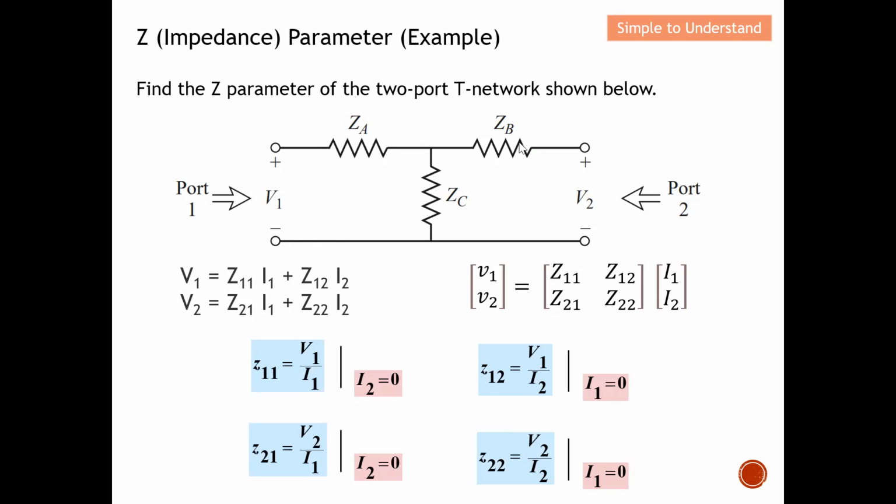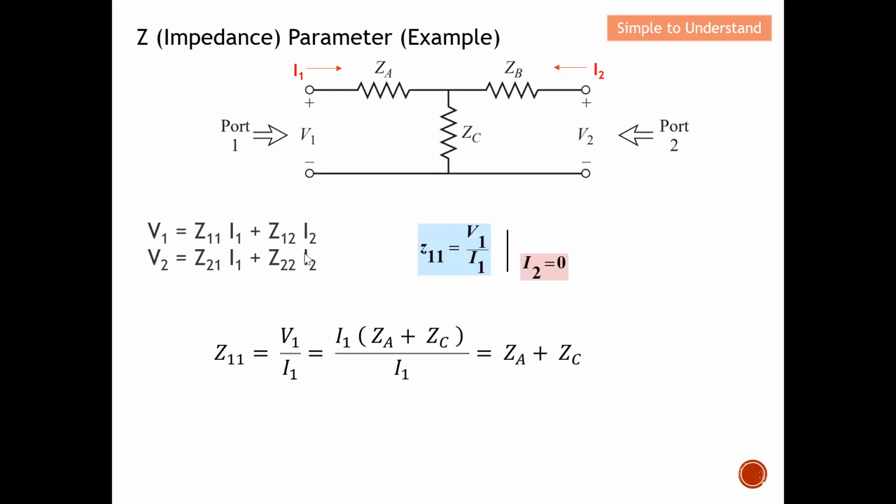This is the two-port T network. This is the first port and this is the second port. I have this V1 and this V2. I have I1 here and I2 here, which I will show you later on. These are all the terms that I described on the previous page, so I will skip this part here.